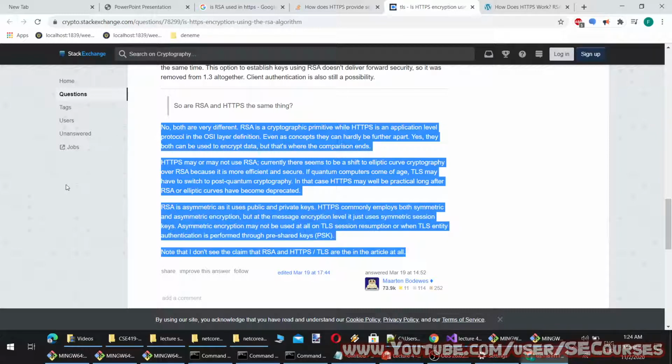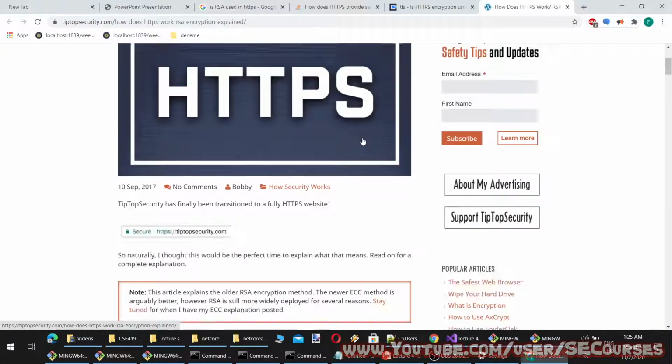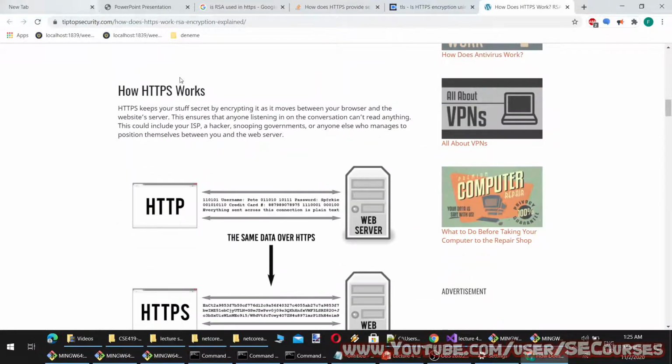HTTPS commonly employs both symmetric and asymmetric encryption, but at the message encryption level it just uses symmetric session keys. Asymmetric encryption may not be used at all on TLS session resumption or when TLS entity authentication is performed through pre-shared keys (PSK). Note that I don't see the claim that RSA and HTTPS, TLS are in the article at all. Okay, so this is the article that they are talking about.